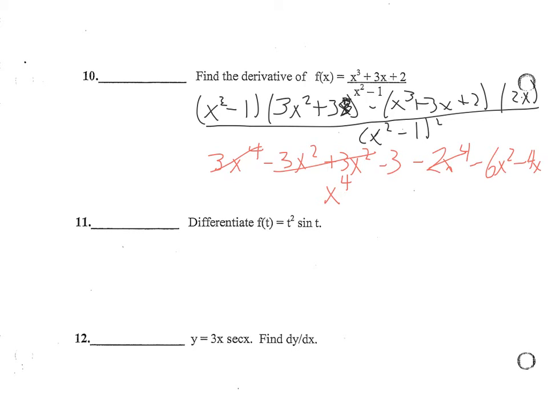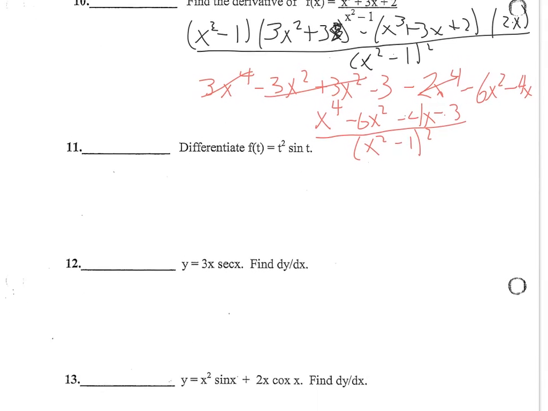I still have a minus 6x squared minus 4x minus 3 all over x squared minus 1 squared. Okay? And let's go down here.